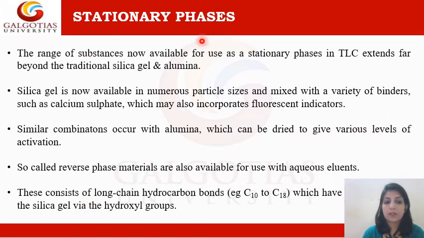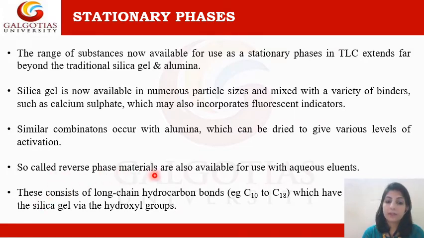So first is your stationary phases. Stationary phases are the range of substances which are now available for use as a stationary phase in TLC, which extends far beyond the traditional silica gel and alumina. Silica gel is commonly used and it is now available in numerous particle sizes and mixed with a variety of binders such as calcium sulfate, which may also incorporate fluorescent indicators. Similar combinations also occur with alumina, which can be tried to give various levels of activation. So-called reverse phase materials are also available for use with aqueous eluents.